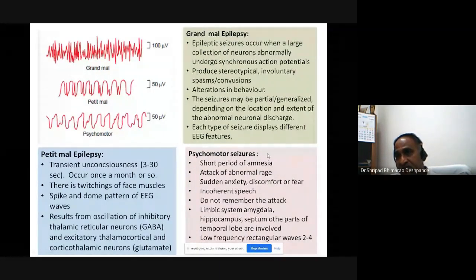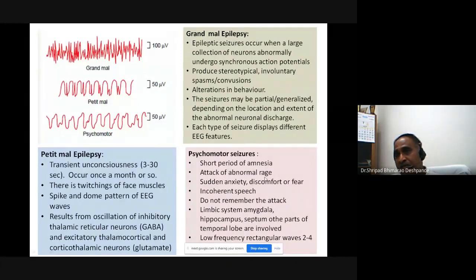Then we have another type of seizures. These are called psychomotor seizures. These psychomotor seizures are coming from some problems in the limbic system, especially in the amygdala, hippocampus, septum, or other parts of the temporal lobe. When they are involved, when they are going into hemorrhage or ischemia or anoxia, or anything associated with psychiatric illnesses, you may get this type of psychomotor seizures, and they are lasting for a short period, but they are associated with the loss of memory, amnesia.